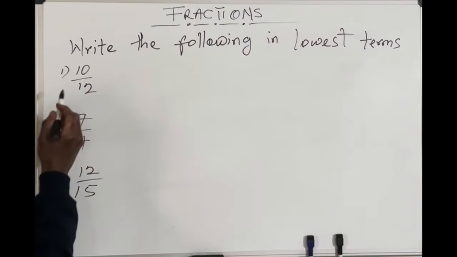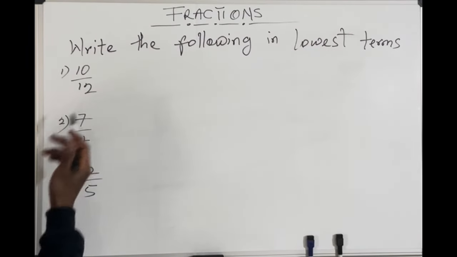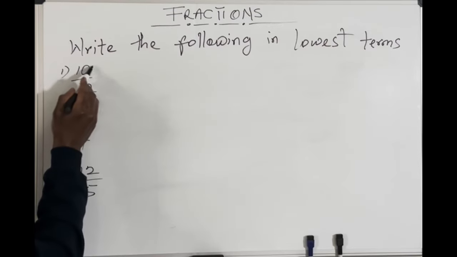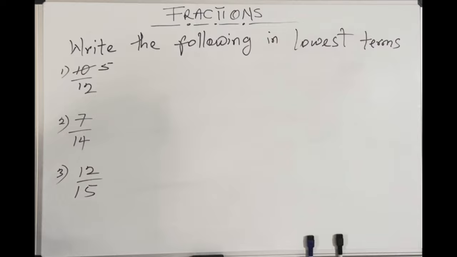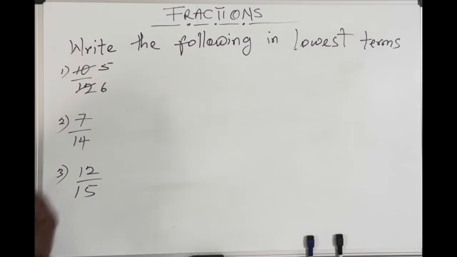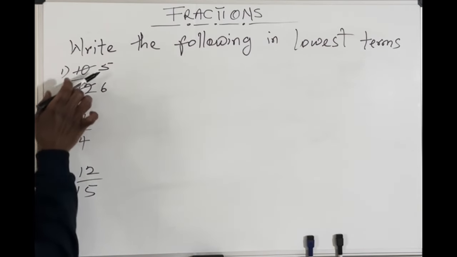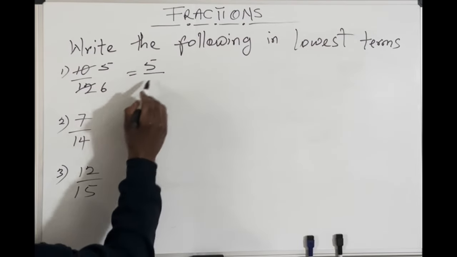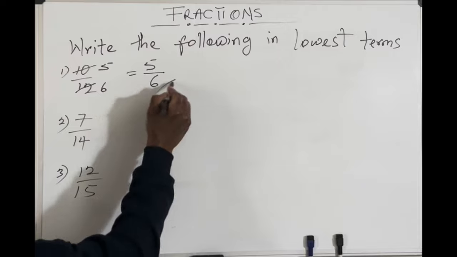Then you go for 2. So let's see, 2 times what number will give us 10? It's 5. 2 times what number will give us 12? It's 6. Can we further simplify it? No, because there's no number to go through 5 and 6. So our final lowest term will be 5 over 6.